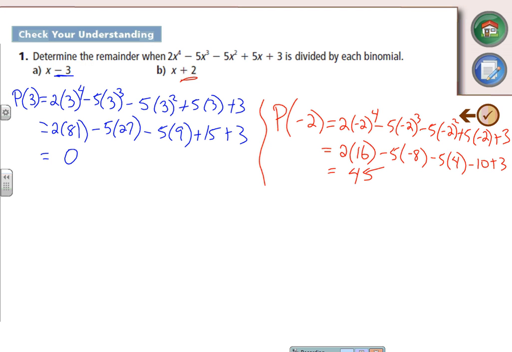Doing your thinking further question there, does a polynomial have to be written in descending order in order to use the remainder theorem? Come up with a yes or no there.